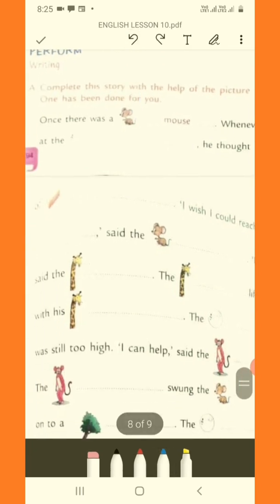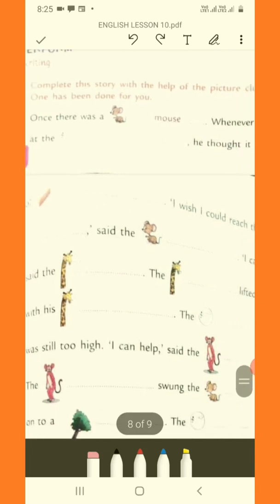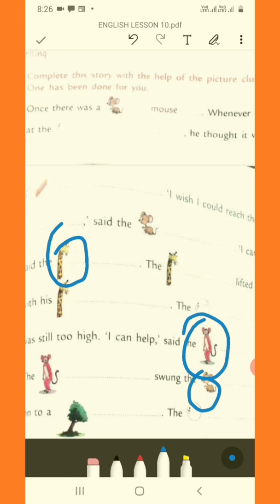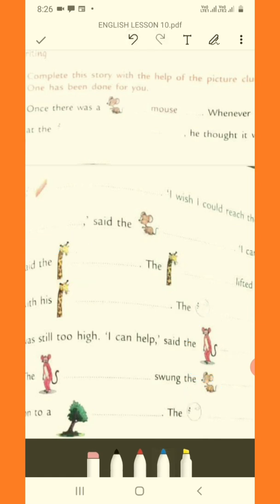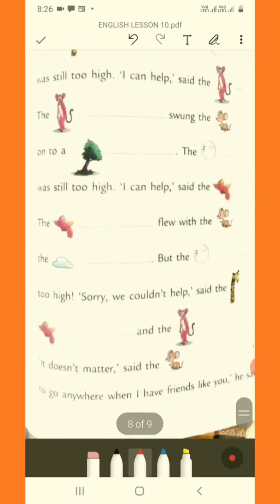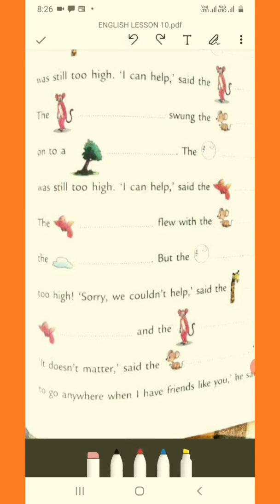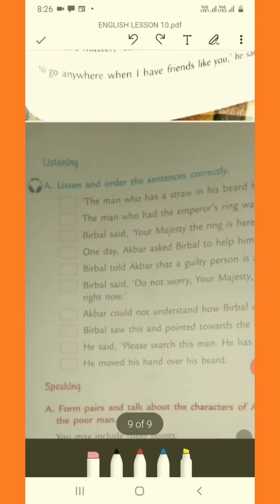If you have already done it, try to rub it out and do it on your own again. Clear? Like say the dash, what will it be? What is this? Giraffe, right? You'll fill it up as giraffe. What is this? Mouse. What does it look like? Try and do. And what is this? This is a cloud, isn't it? So the picture itself is the answer. You got to know the correct spelling and do it.